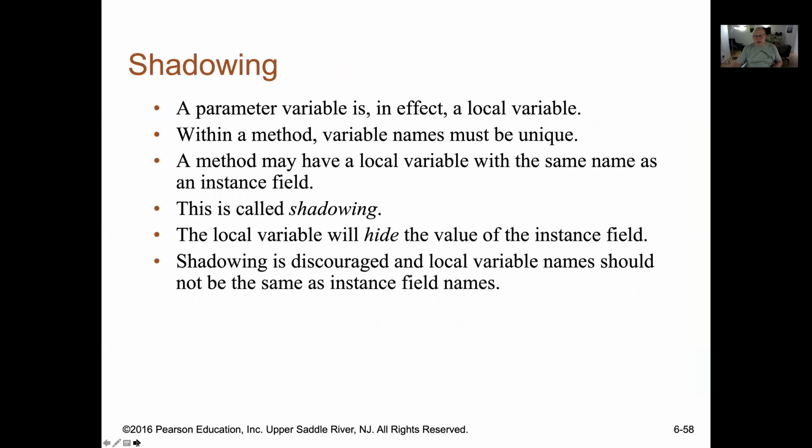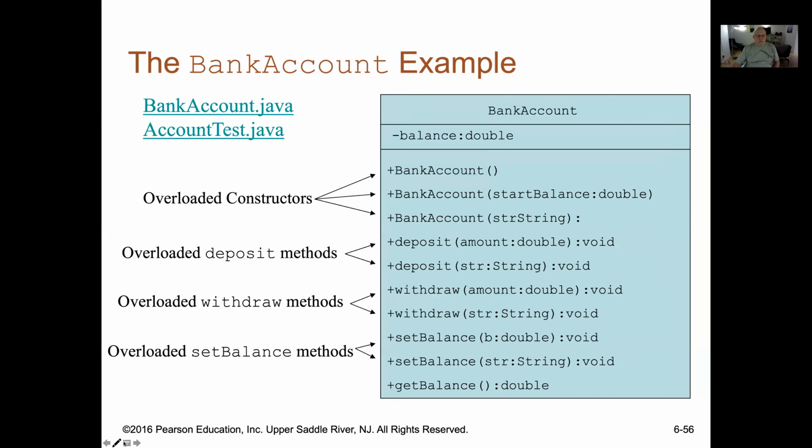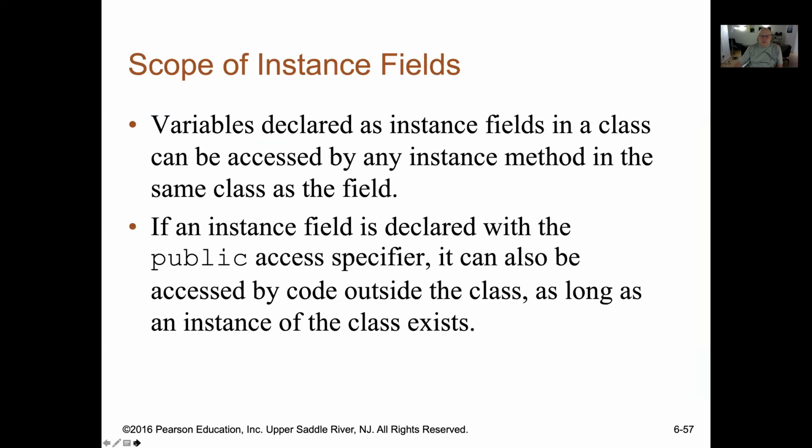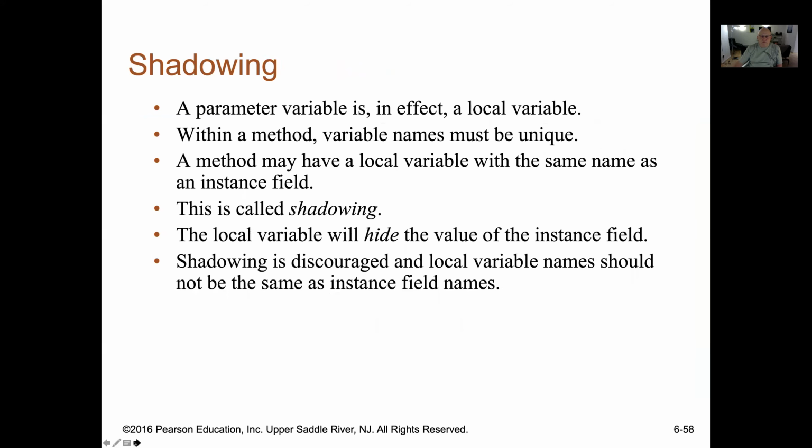What is shadowing? Let's go back one. So a method may have a local variable with the same name as the instance field. That's called shadowing. The local variable will hide the value of the instance field. Shadowing is discouraged, and local variable names should not be the same as instance field names.